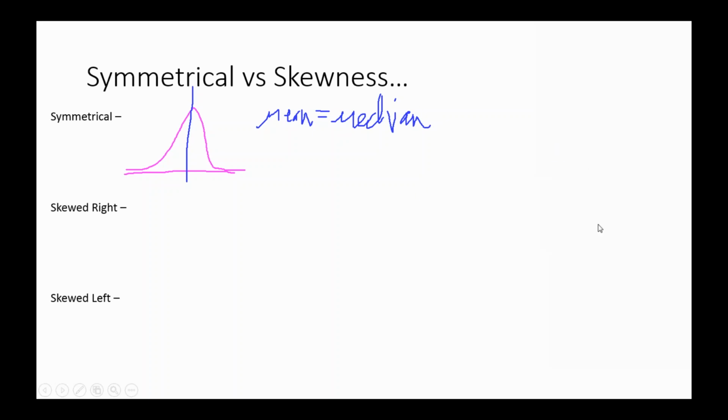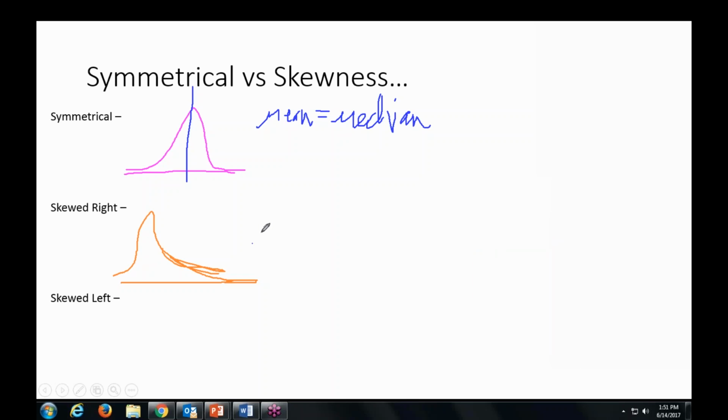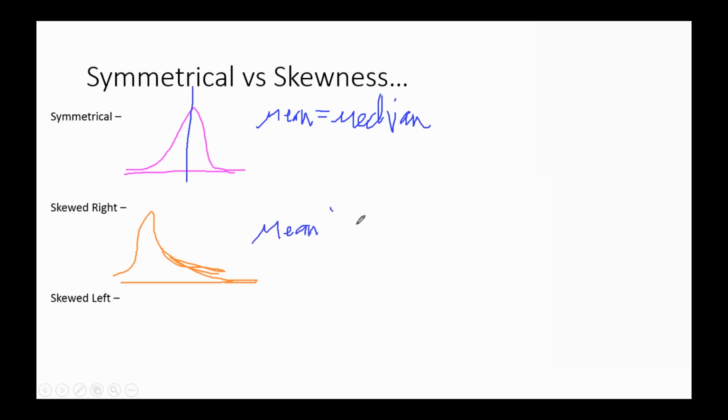Okay, when we're talking about being skewed right, that means your tail is to the right. So the tail goes to the right, it's skewed right. When you are skewed right, the mean is greater than the median. And I remember this by which way the tail is going. Tail's going to the right, it's pointing to the right.